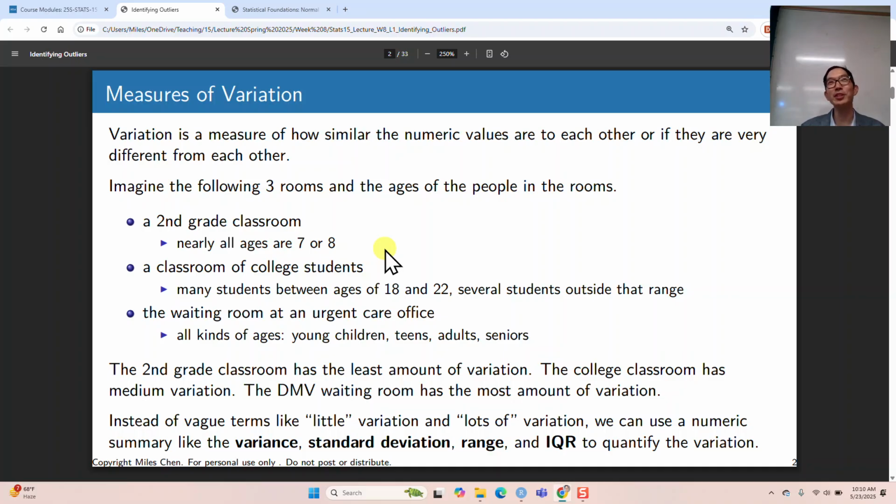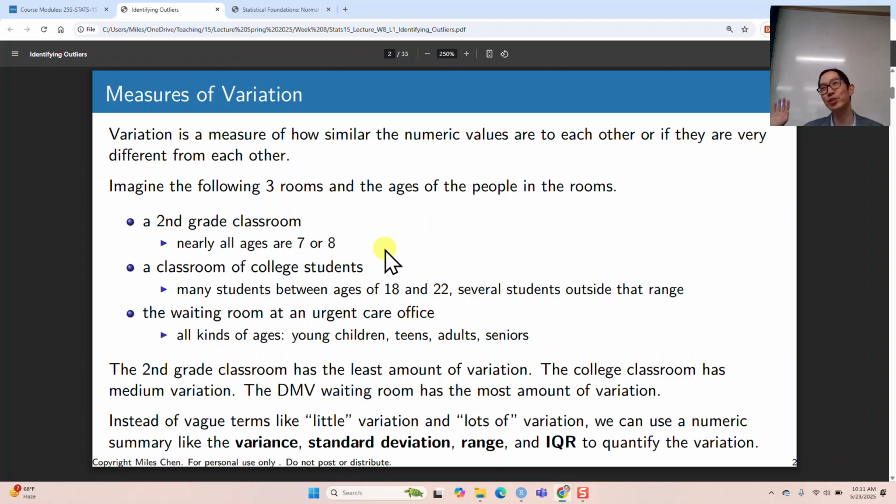But in college, if someone's 2 years older than everyone else in the classroom, that doesn't feel that strange, right? So you have more variation, more spread there, okay? And then if you visit urgent care, and you think about the ages of people at the doctor's office in urgent care, you're going to have babies, and you'll have seniors, and you'll have adults and teens, and everybody in between, right? So you have this huge spread in ages.